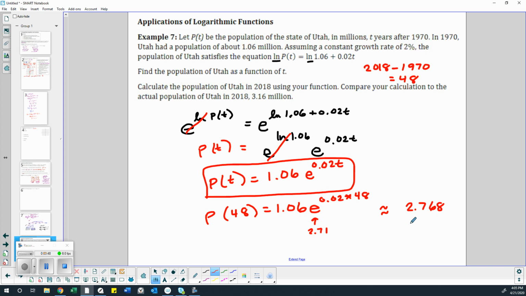2.768 million. So that means Utah is growing faster than this model predicted. I don't know the numbers for 2020. That would be interesting to try, but we already know that this particular function is not on track to work 48 years later after it was figured out to be a good equation.